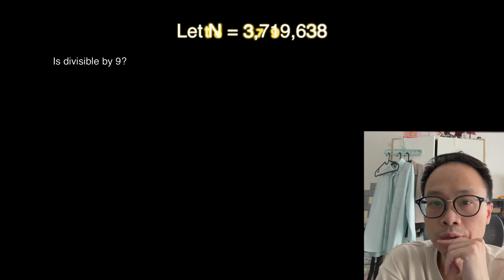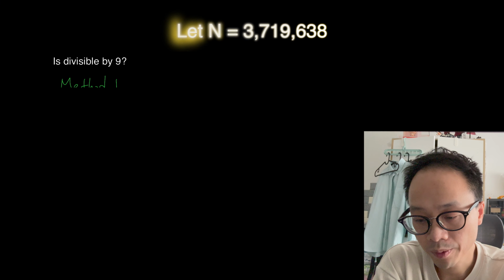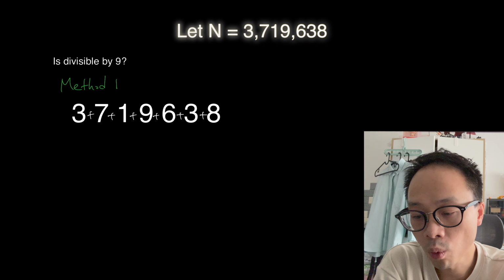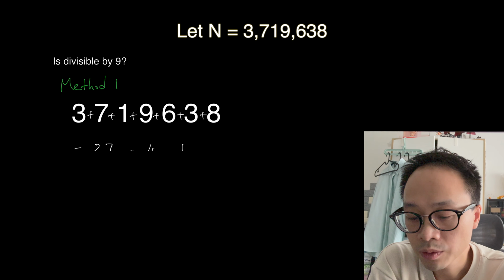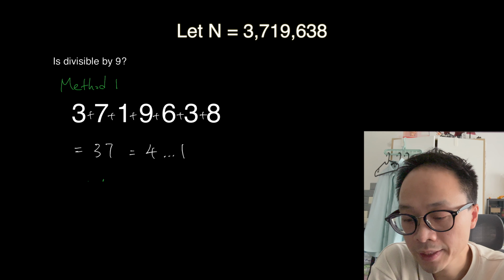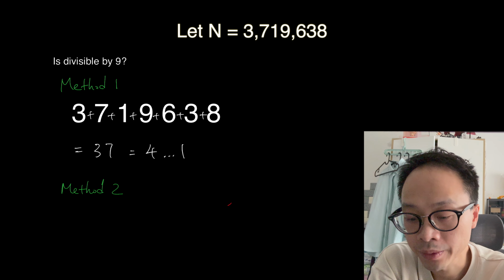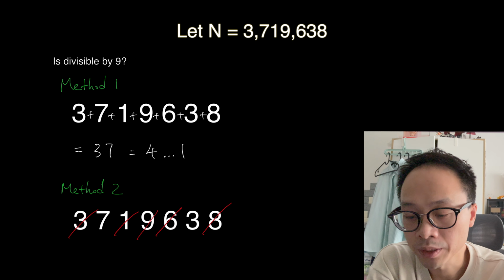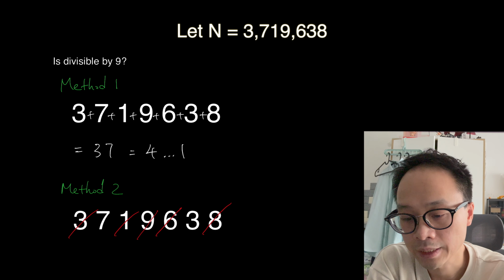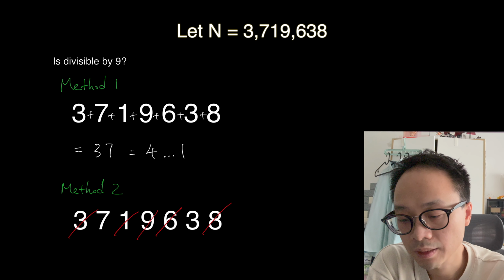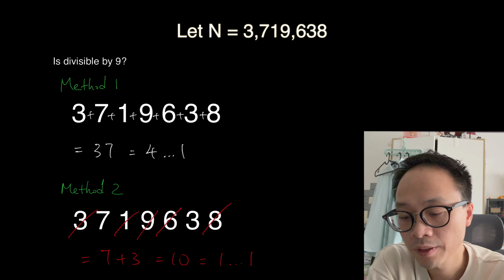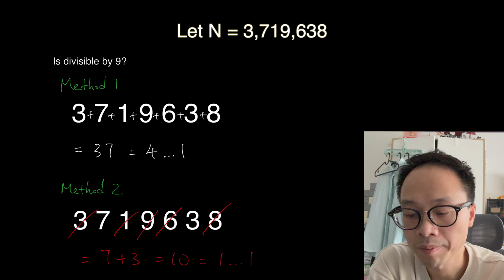Is it divisible by 9? Method 1. We add up all the digits. It's equal to 37. The remainder is 1. Method 2. We cross out all the numbers whose sum is equal to 9. For example, 3 plus 6 is equal to 9. 9 is equal to 9. And 1 plus 8 is equal to 9. Therefore, the remainder is 7 plus 3. And the final remainder is 1.